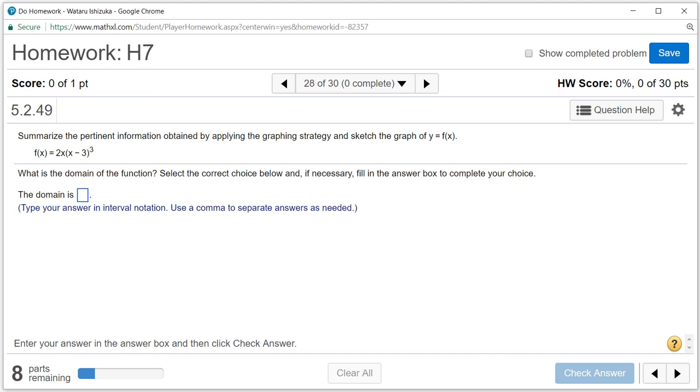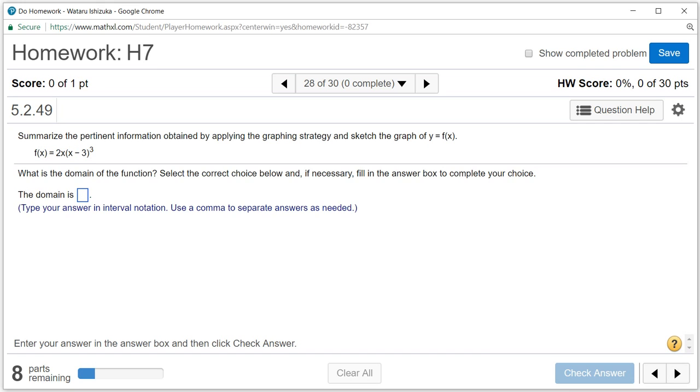Alright, let's look at homework 7, problem number 28. We have a function given, f of x is equal to 2x quantity x minus 3 cubed. Let's answer these questions. What is the domain of the function?